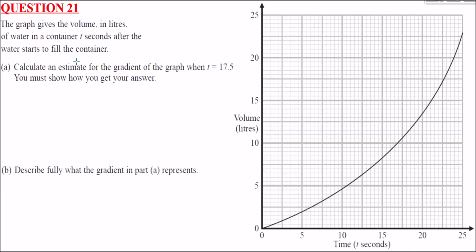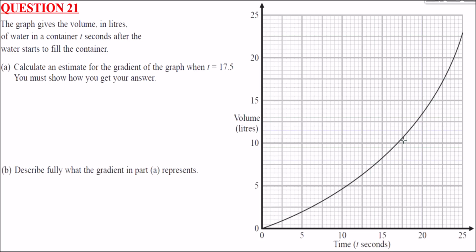Question 21. We have a graph which gives a volume in litres of water in a container t seconds after the water starts to fill the container. Calculate an estimate for the gradient of the graph when t equals 17.5, showing how you get your answer. The gradient of a graph is a change in y divided by the change in x. And if it's a straight line graph, it's easy.